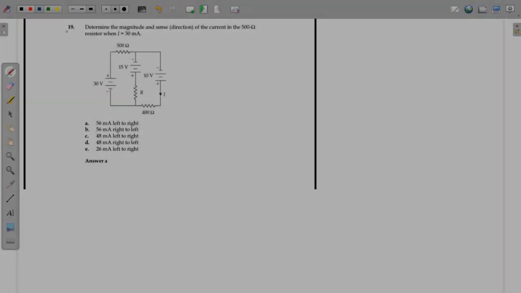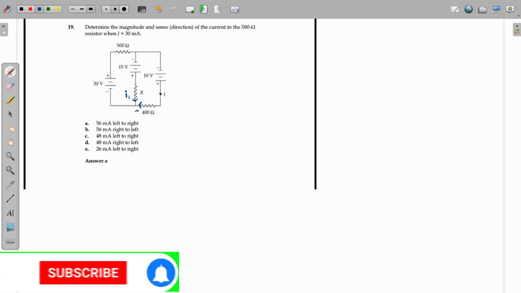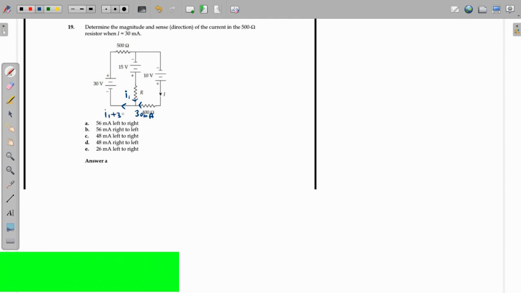In this question we have to determine the magnitude and sense, as in the direction, of the current in the 500 ohm resistor. This current is 30 milliampere. Let's say this current is I1 and this current is already 30 milliampere. So let's talk in terms of milliampere only. So this is I1 plus 30 as per the KCL.